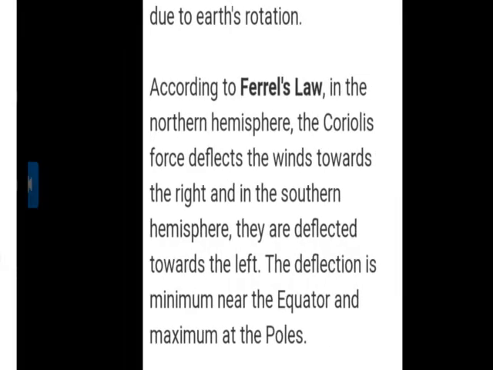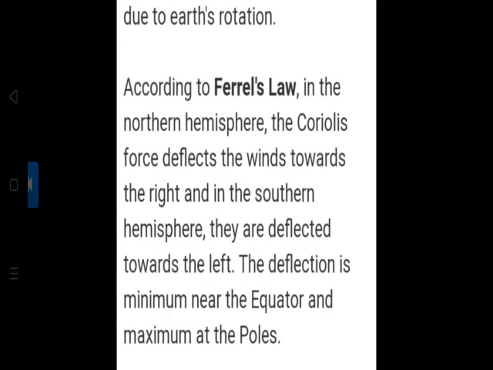According to Ferrel's law, in the northern hemisphere this Coriolis force, I will show you exactly what it is, deflects the winds towards the right, and in the southern hemisphere they are deflected towards the left. So in the north it's towards the right and in the south it's towards the left. The deflection is minimum near the equator and maximum at the poles.